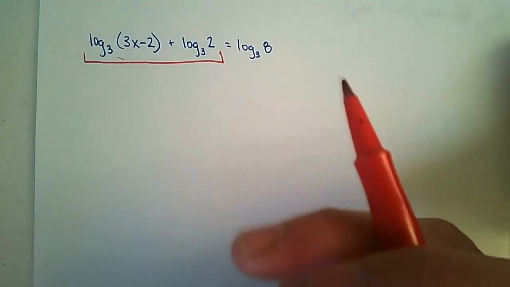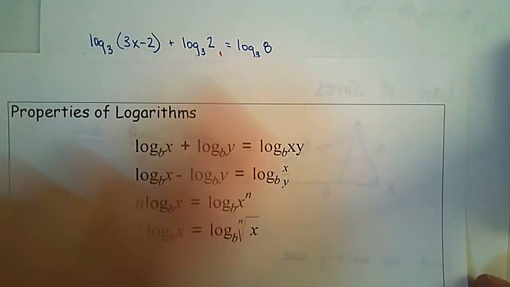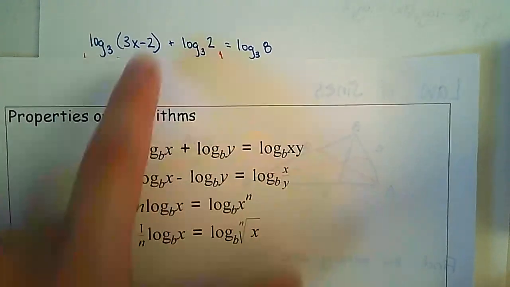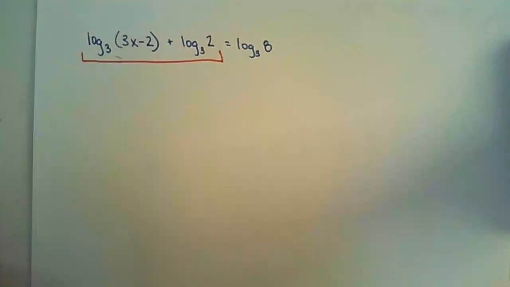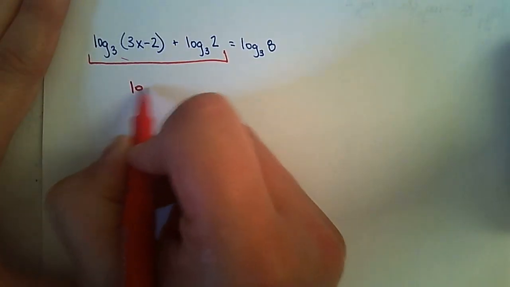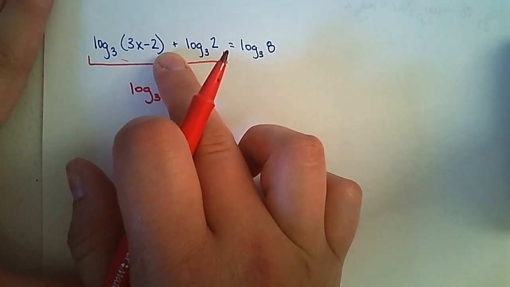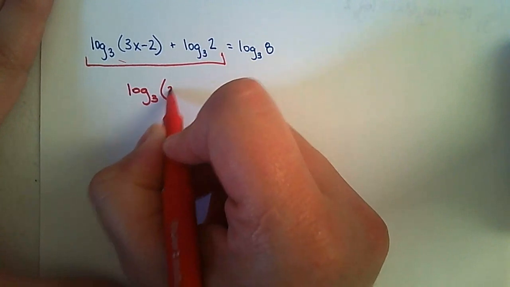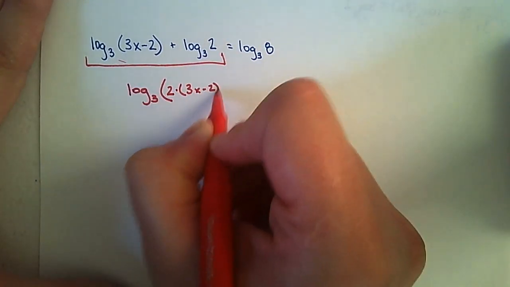And again, remember our properties. We know addition within logs really means we are multiplying the arguments together. So I'm going to go ahead and use this property to rewrite the left hand of my equation there. So again, we really know addition within 2 logs really means multiplication. So this is really like we're multiplying 2 times 3x minus 2.